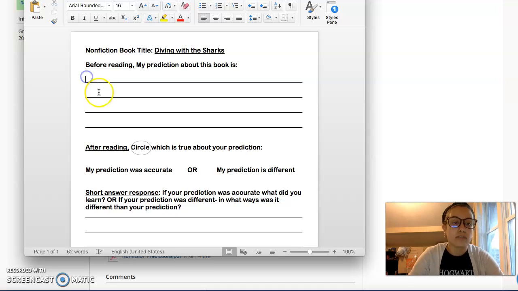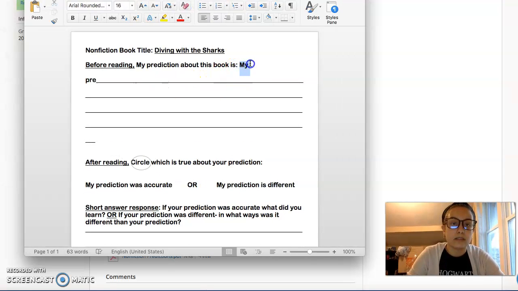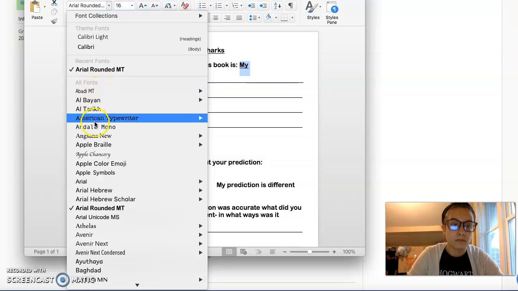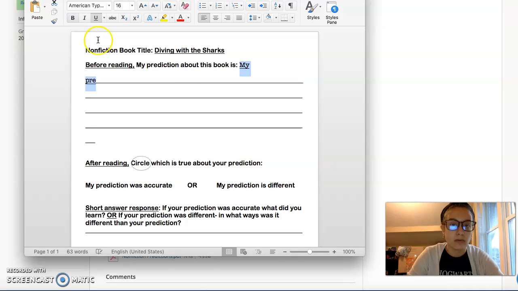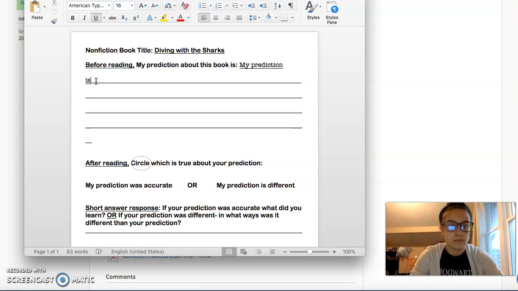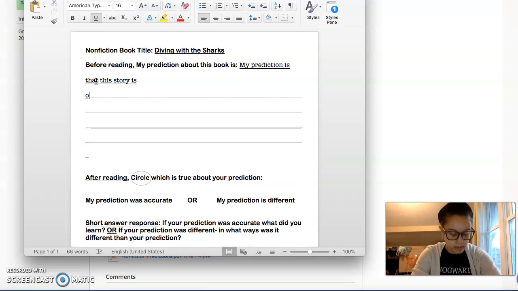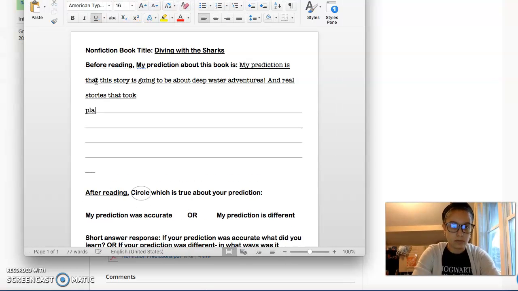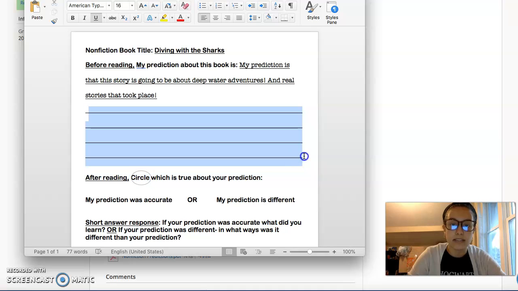So maybe if I were to write for this, I would write my prediction, that this story is going to be about deep water adventures and real stories that took place. I'm going to just go ahead and delete some of these lines so it's out of the way.